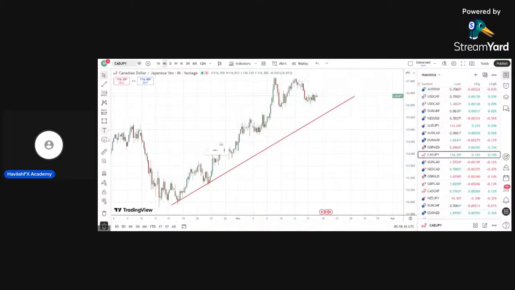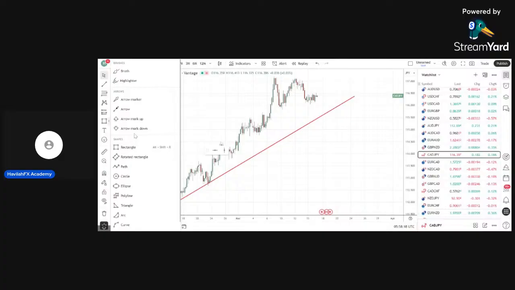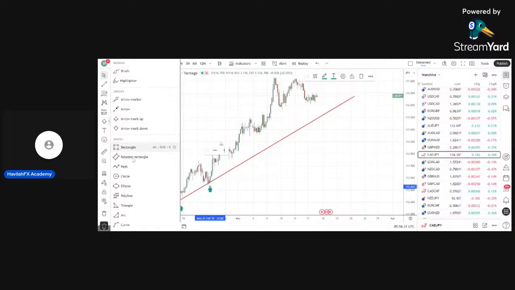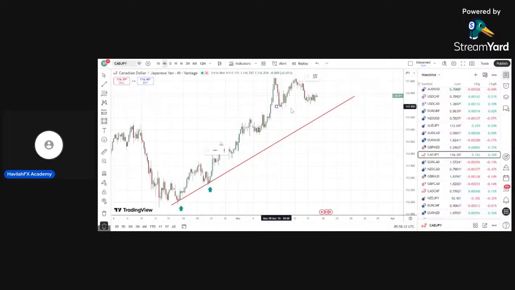We can see our higher low. We can see higher low, a higher low, and you can also see a rectangle right here.